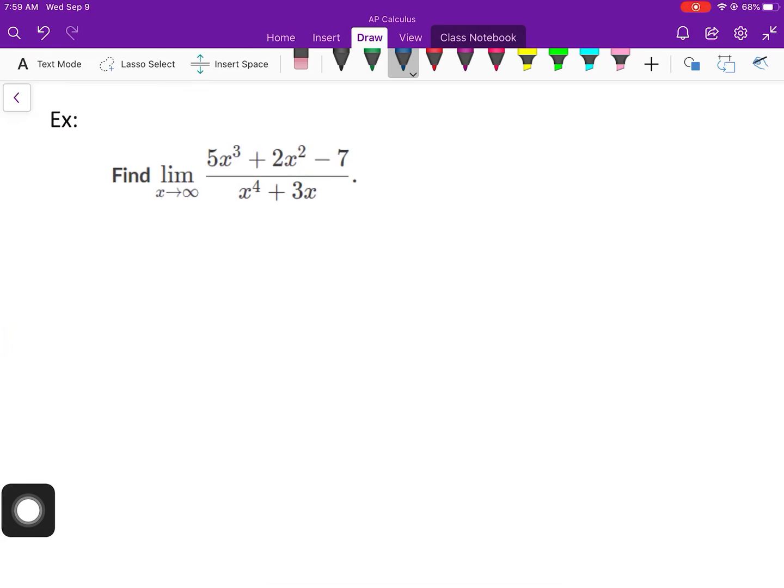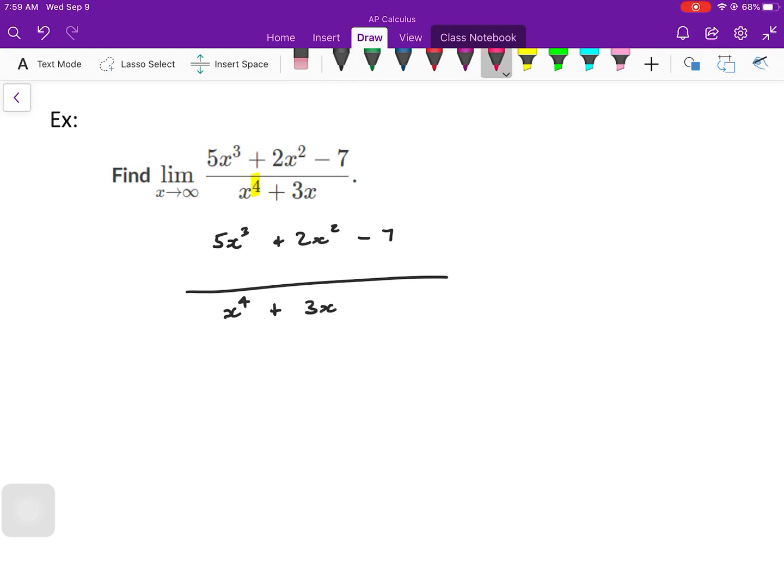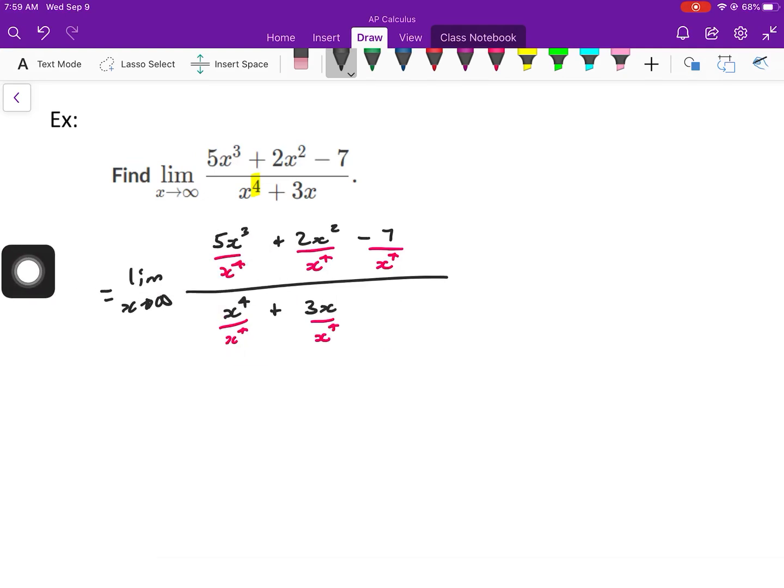One more case we can run into. So once again, our highest power, this time it's not x cubed, this time it's x to the fourth. So we're going to divide everything by x to the fourth. And honestly, sometimes you can figure out a pattern to these where you don't even have to go through this step each time. So if you see that pattern as you're working through them, that's fine if you want to use it.